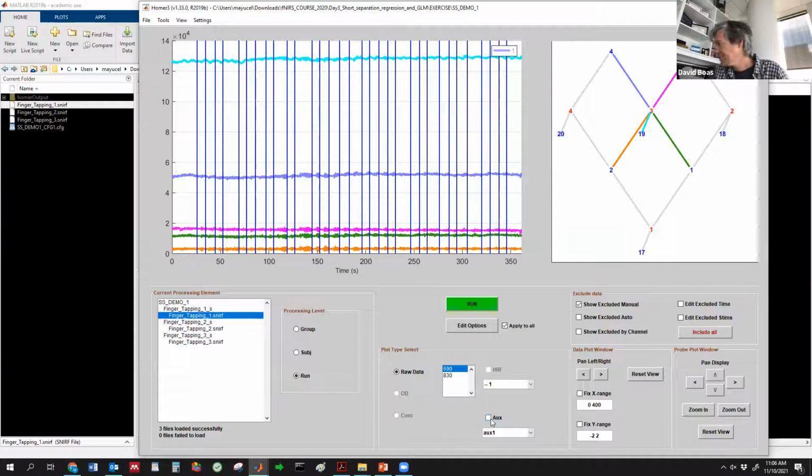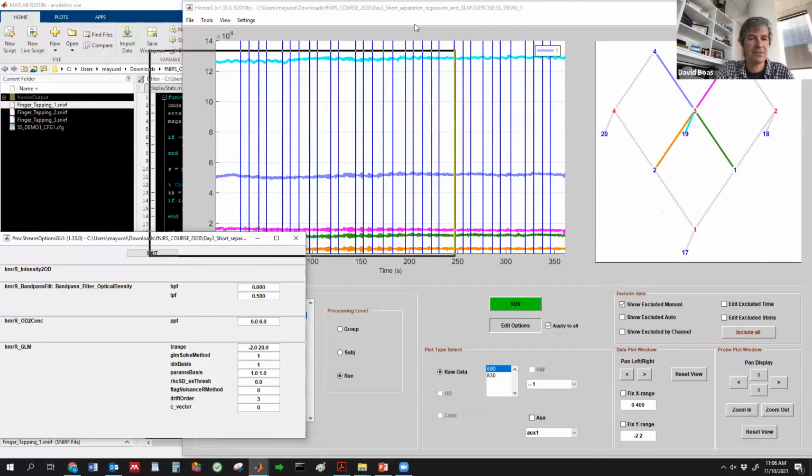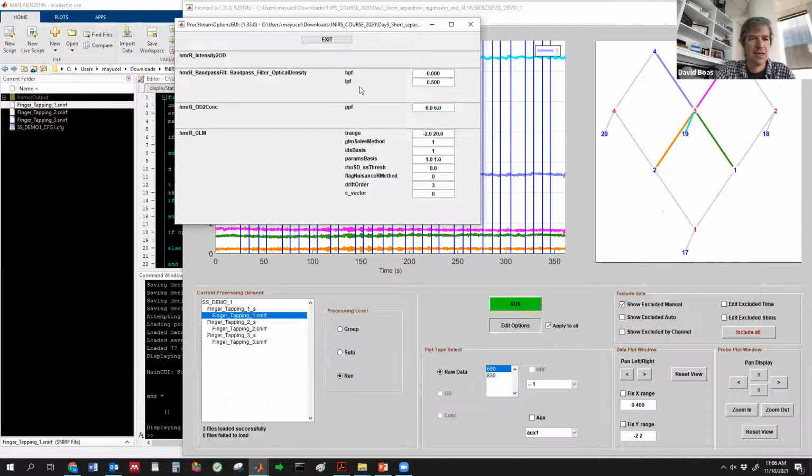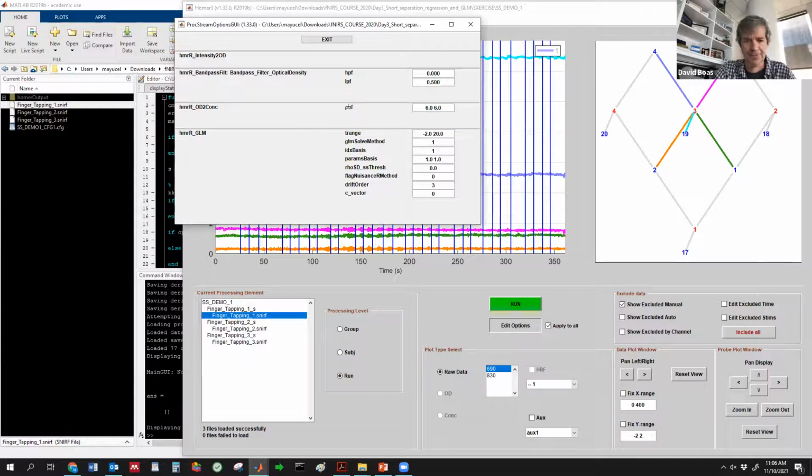So let's look at the processing options. Sorry, now I have to adjust because this is really small on my screen.